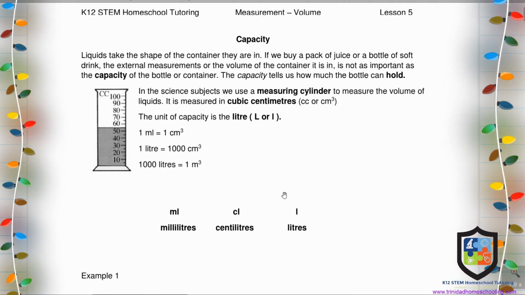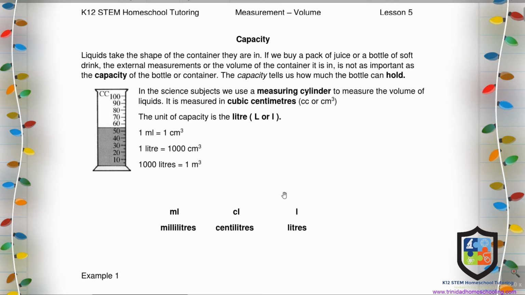So now let's talk about capacity. Now liquids take the shape of the container they are in. So this is a science fact that you need to know. If we pour liquid into a heart-shaped container, it's going to fill that heart shape. If we pour it into a square-shaped container, it's going to take the shape of that square.